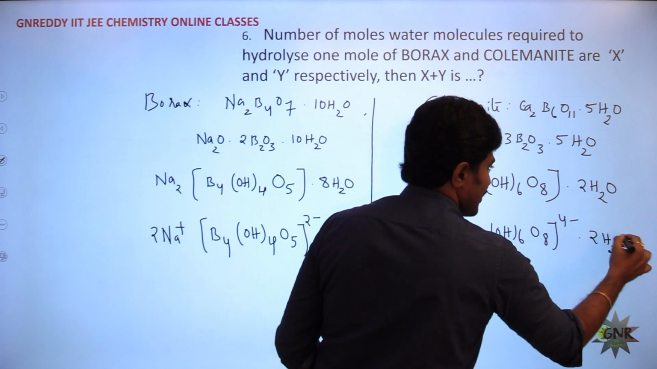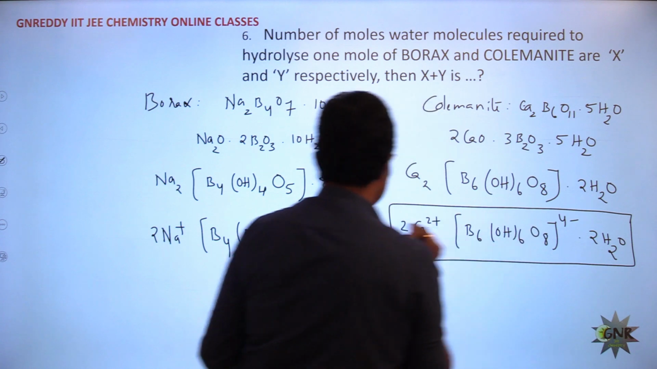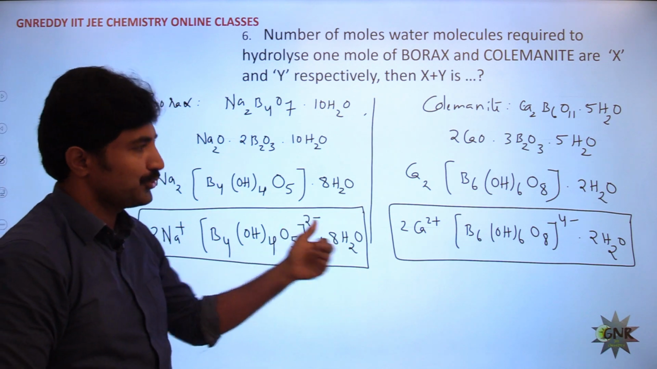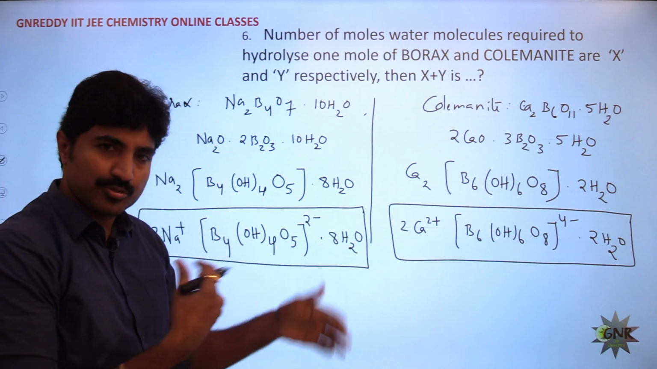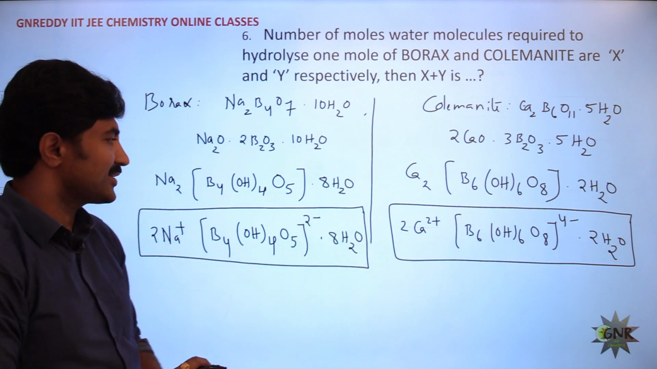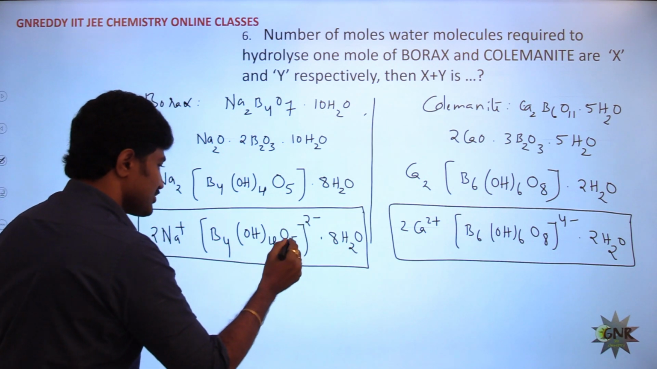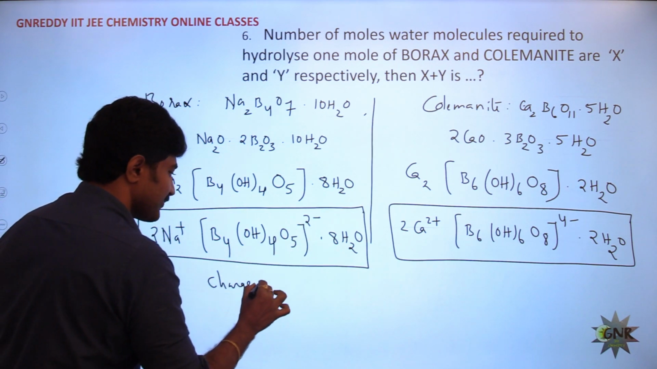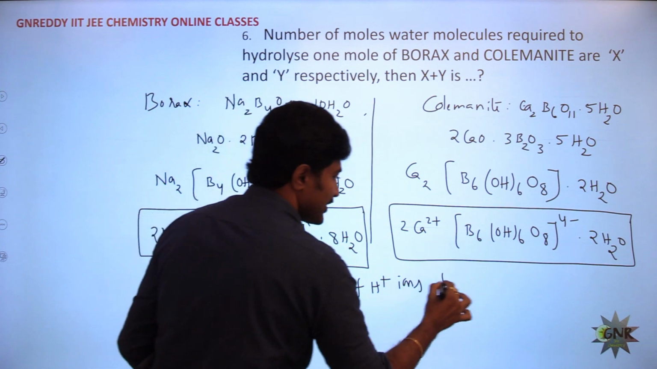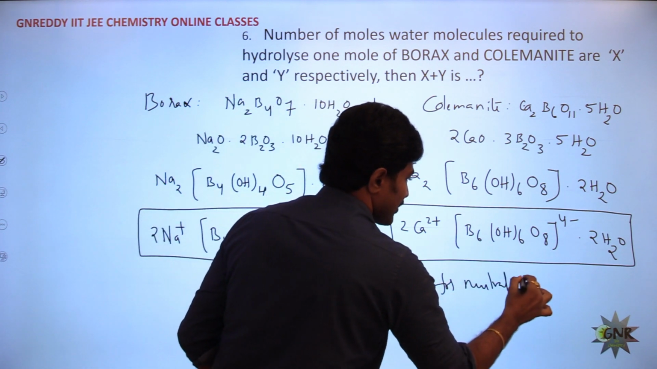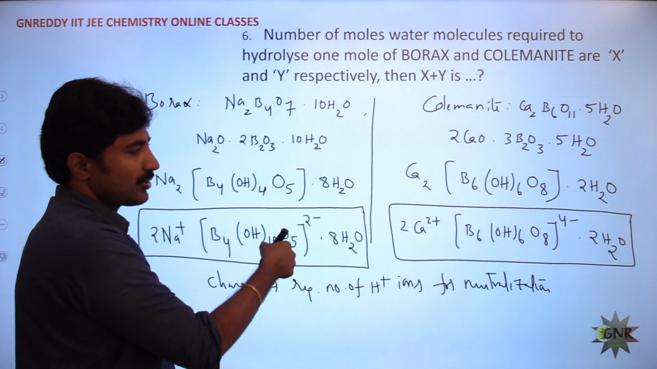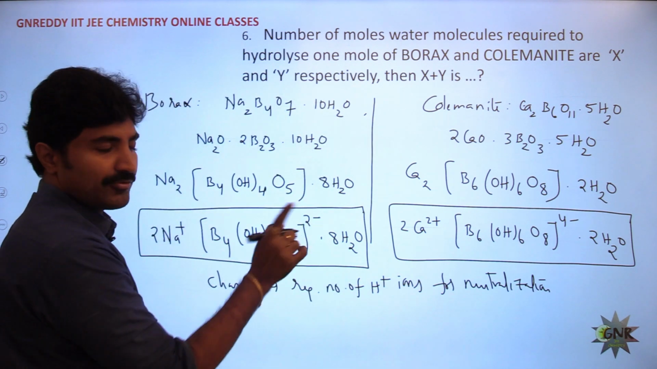dot 2 H2O. So like this, if you write it, you can simply understand how many moles of H plus are required to neutralize this, how many water molecules are required to hydrolyze this, and how many borons are sp3 and how many borons are sp2. From this you can write it. So simply if you see, the charge represents the required number of H plus ions for neutralization. Here 2 minus there, therefore here 2 H plus required to neutralize this, here 4 H plus required to neutralize for 1 mole of that.